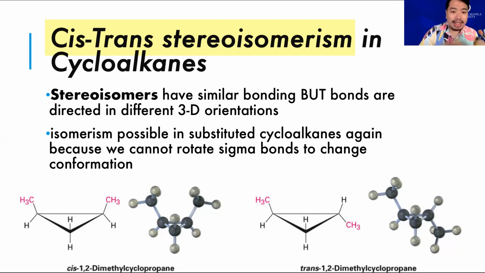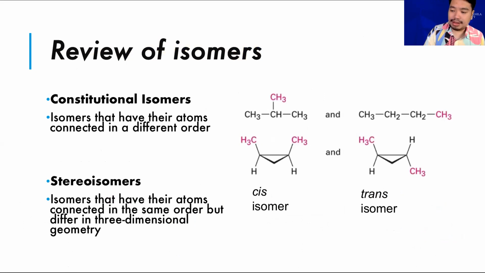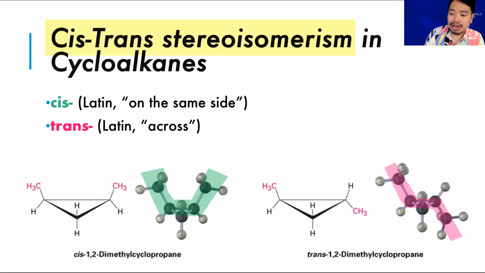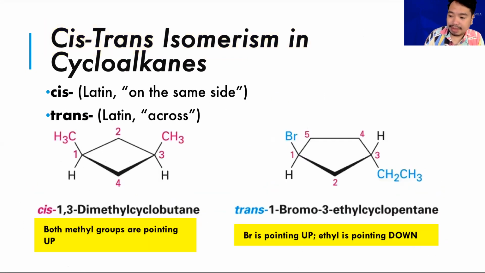And again, these two forms are not interconvertible. Unlike the anti-staggered and the syn-eclipsed, we cannot rotate the bond to go from one form to the other. So these are permanently and chemically different from one another. But they look very, very similar. That's why they're just stereoisomers and not constitutional isomers. So again, please note the difference between constitutional isomers and stereoisomers.